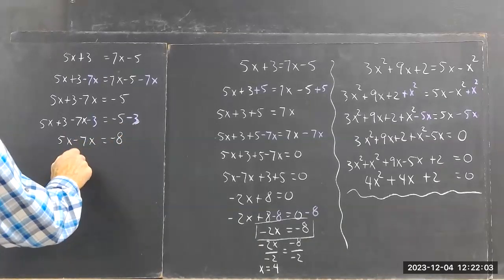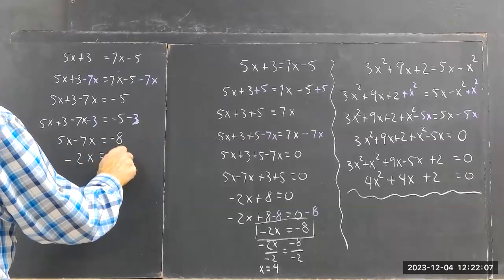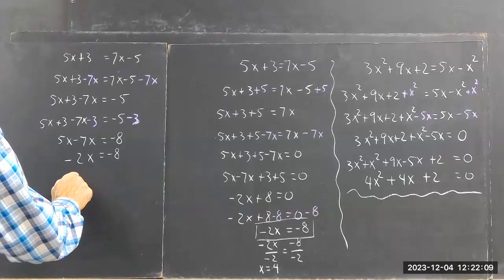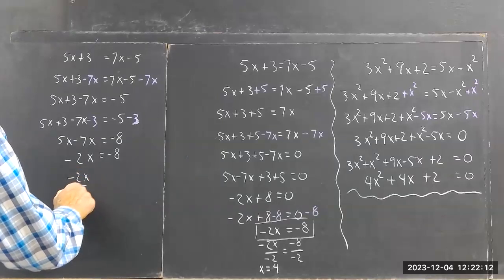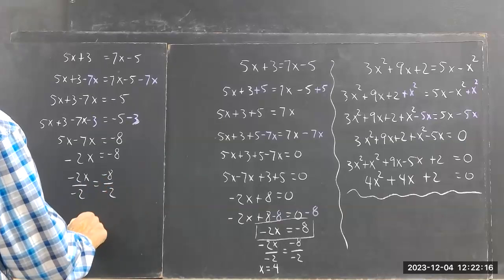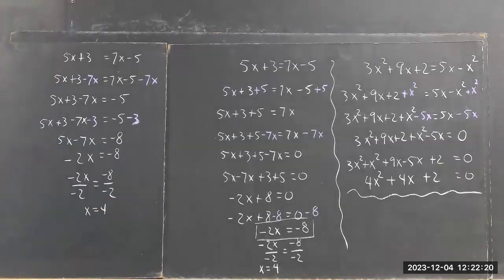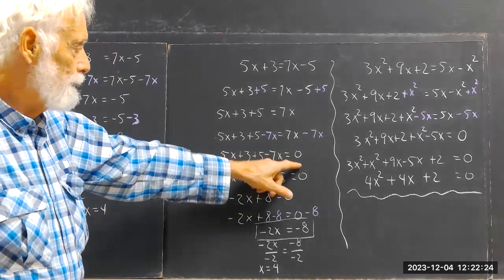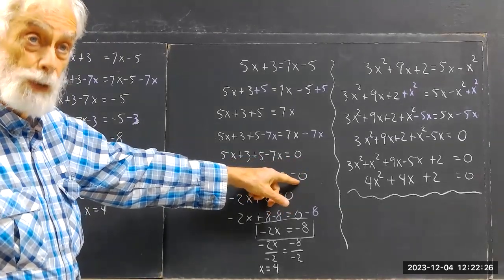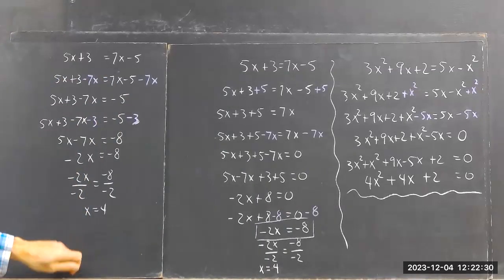Well, then 5x minus 7x is -2x. And then -2x over -2 is -8 over -2. So x equals 4. And we didn't go to the trouble of getting 0 on this side. We wanted just the numbers on this side. And that's how we solve a linear equation.